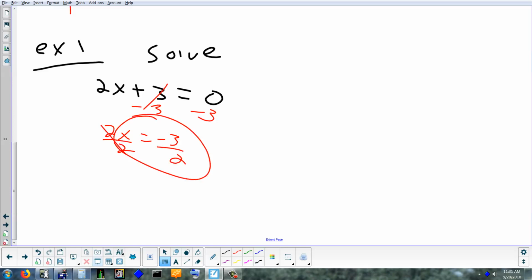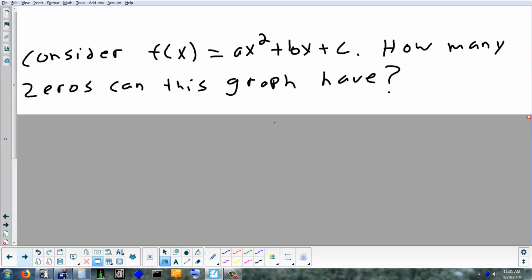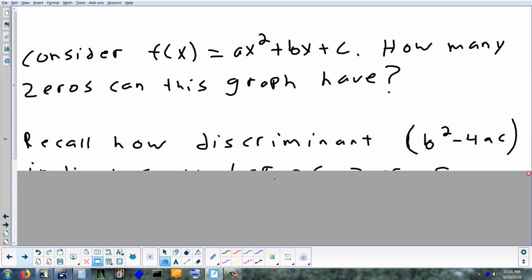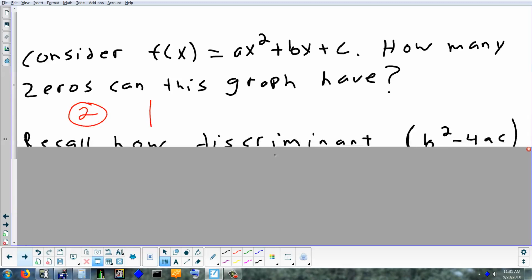Okay. So anytime you want to figure out where something crosses the x-axis, set it equal to 0 and solve. For a line, you get one answer. How about for a quadratic? How many times can a quadratic cross the x-axis? At most 2. That would look like this. But it doesn't have to be 2. It could be 1.